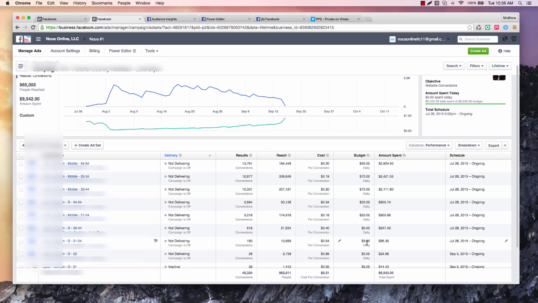So if you know that 25 to 54 convert, what can I do? I can split it out to 25 to 34, 35 to 44, and so on. And then I can even go down to the age level if a niche is big enough. You don't have to do that on a smaller niche. I recommend doing that to really get granular detail if your niche is big enough.